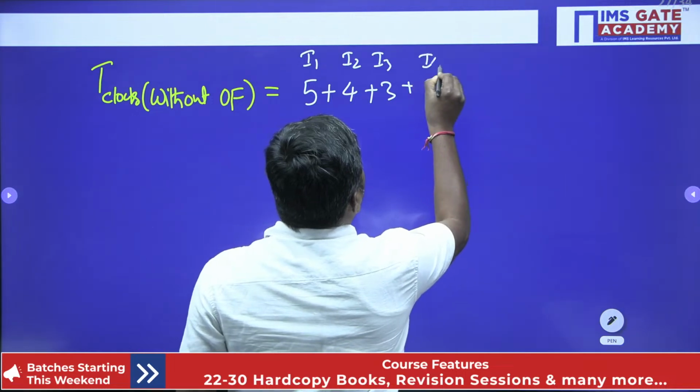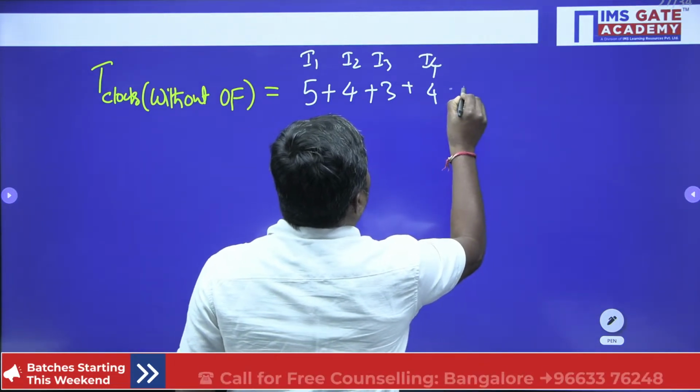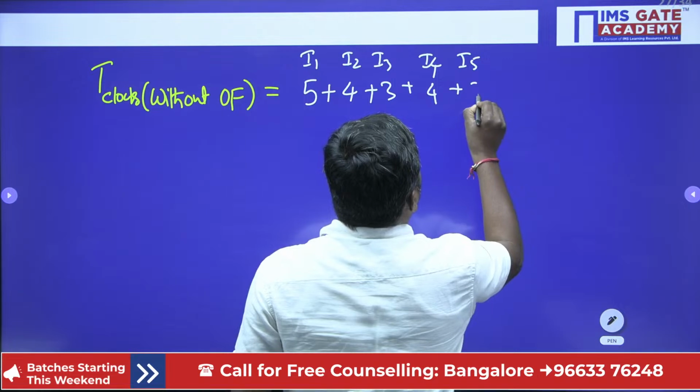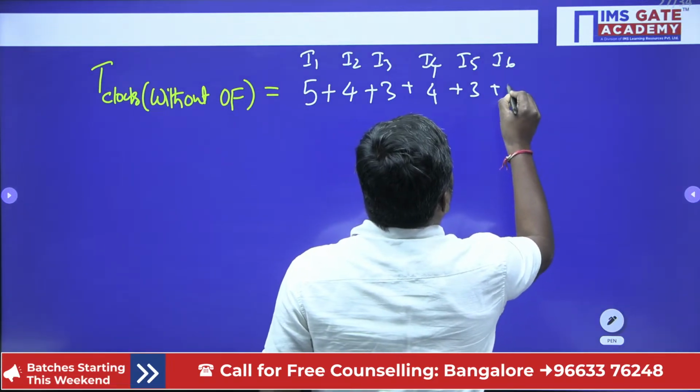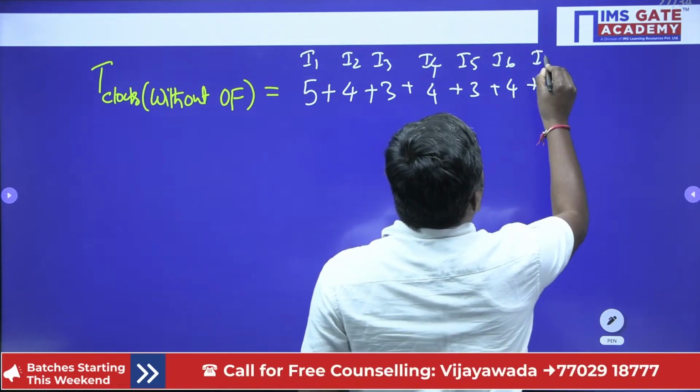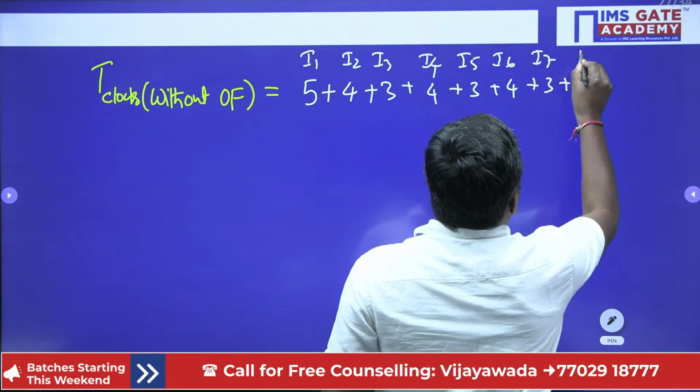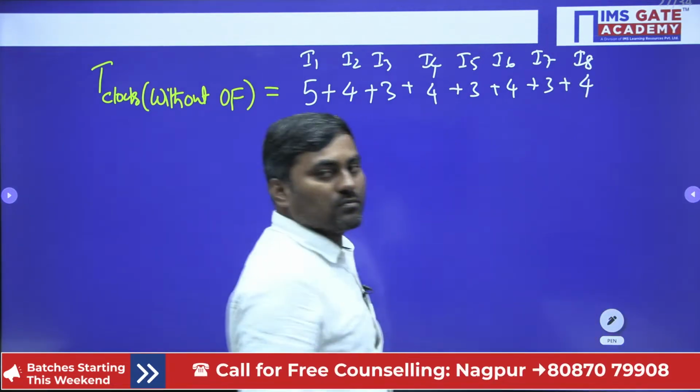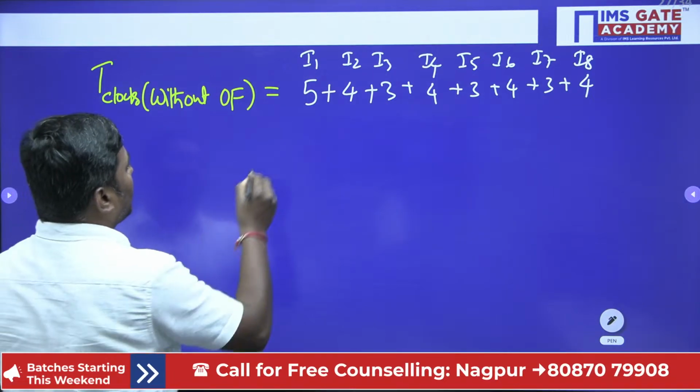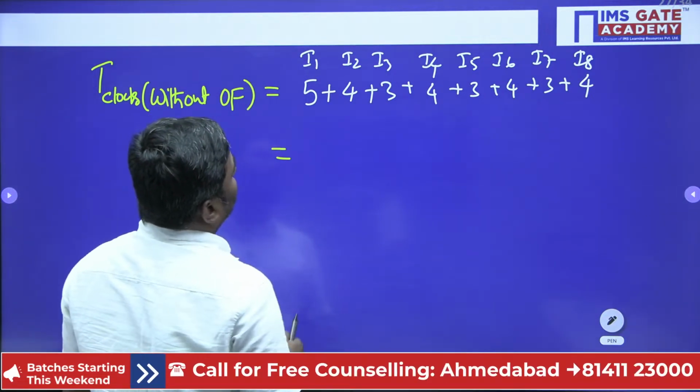So can I mark I4? How many? Multiplication will take 4. Then I5 will mark 3. I6 will mark 4, plus I7 will mark 3, plus I8 will mark 4. Yes or no? Now add it. What is the value it is giving?